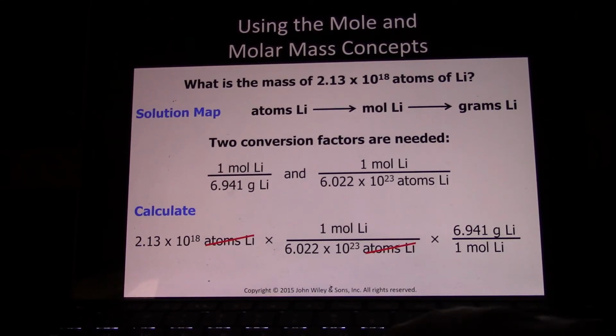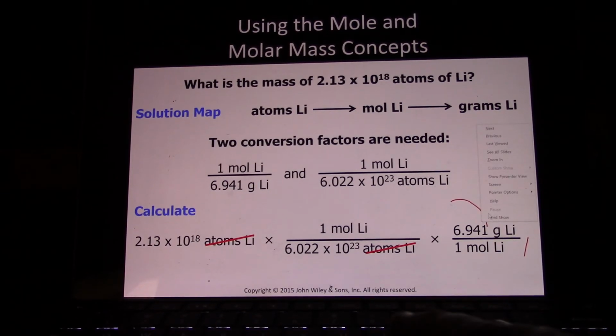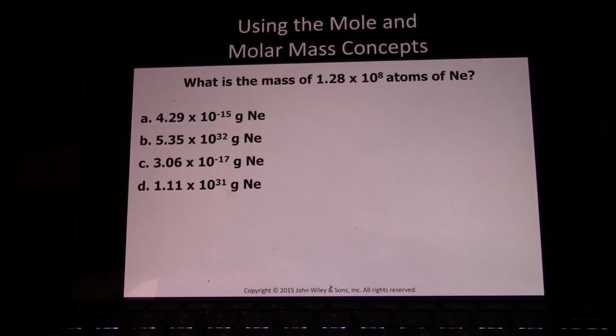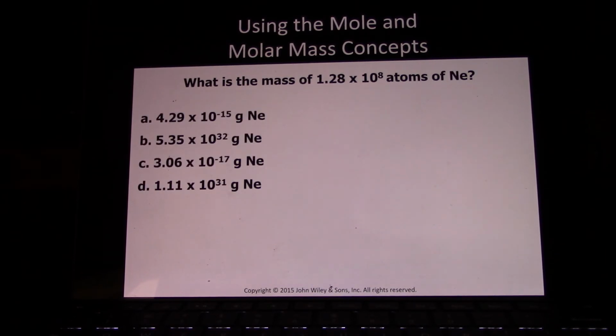And again, now we're converting into grams. So grams goes on top, and moles is on bottom. And that gives us 2.46 times 10 to the minus 5th grams of lithium. Very small amount. What is the mass of 1.28 times 10 to the 8th atoms of neon?